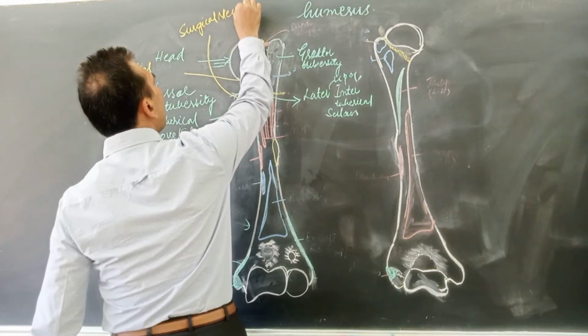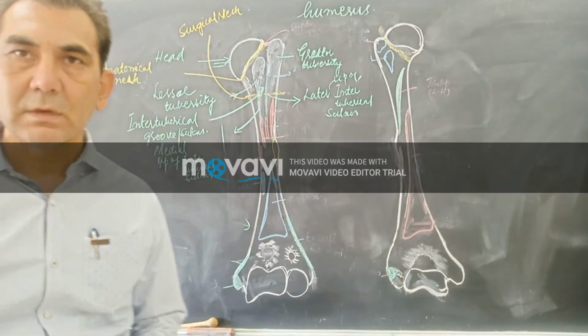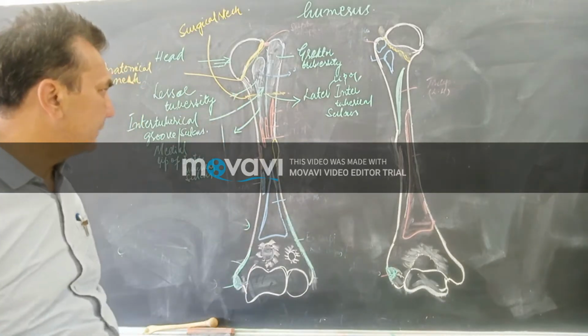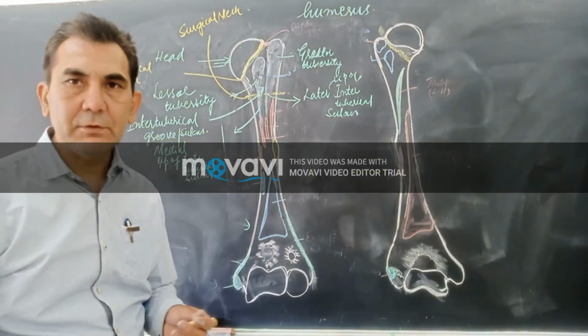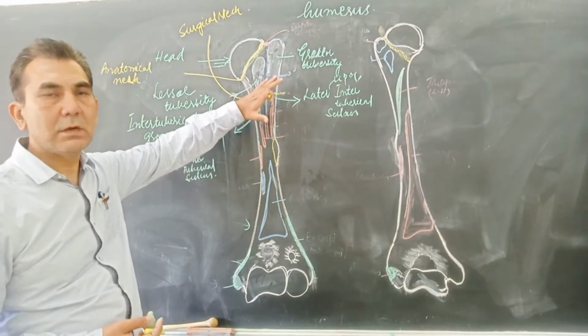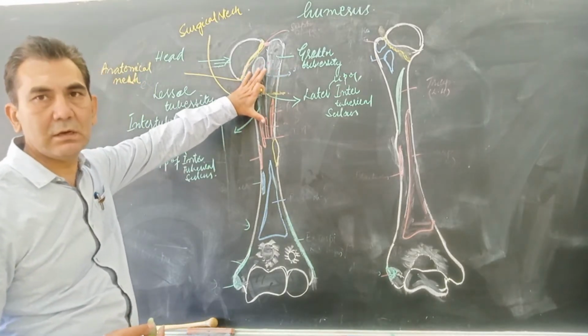Surgical neck. The anatomical neck and the other one is the surgical neck. If you see, this is all about the upper extremity of the humerus.